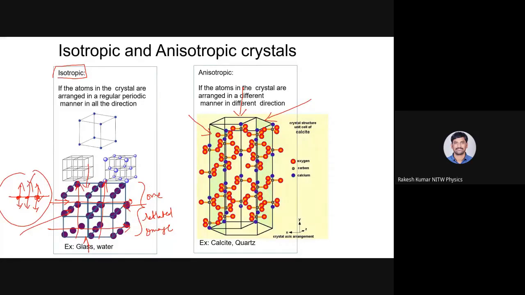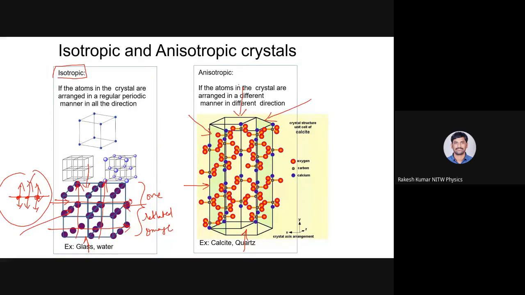Whereas, suppose I send light through this direction and through this direction, will they travel with the same velocity? No, sir. That's fine. That's the first point. So depending on the crystal direction, the velocity of the light wave will change.